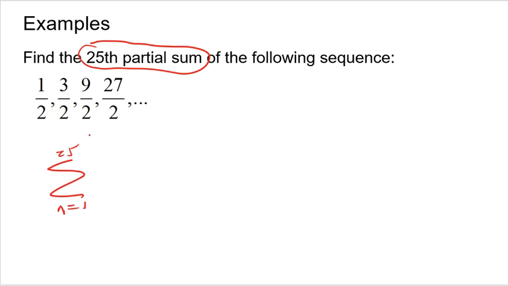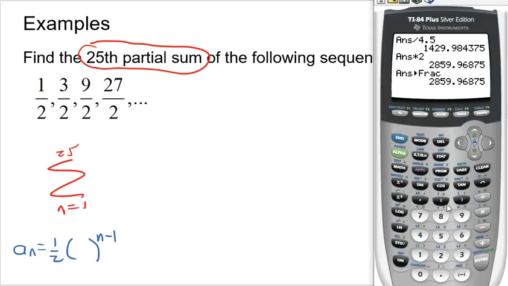Now, let's go ahead. Is this geometric? Well, we're in the geometric lesson here, so yeah, it's geometric. But how do you know for sure it's geometric? That's where you got to do your dirty work. So the formula for any term is the first term 1/2 times my common ratio to the n minus 1. So the question is, what the heck is my common ratio?